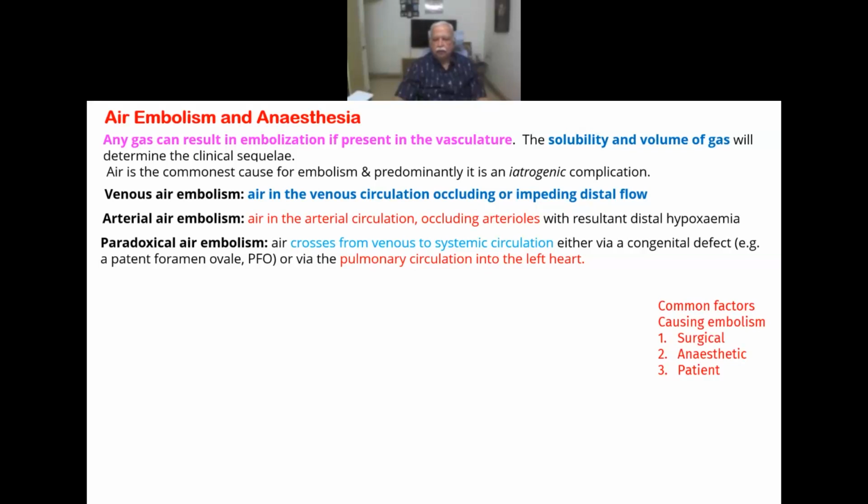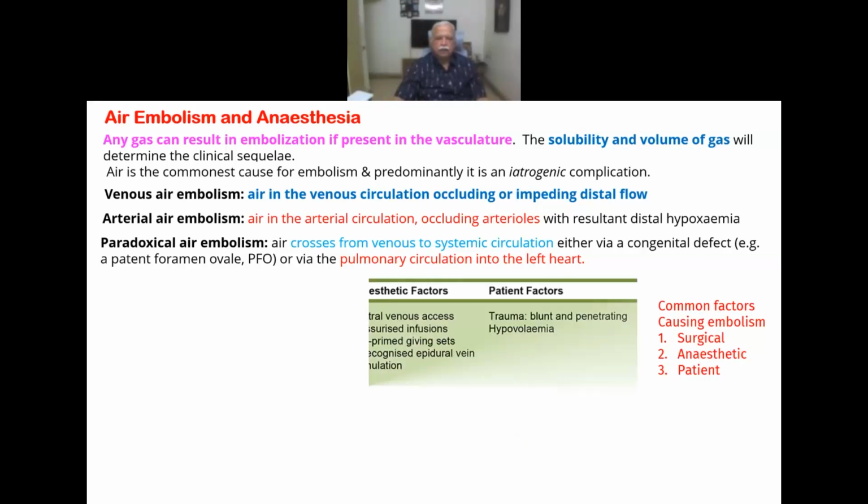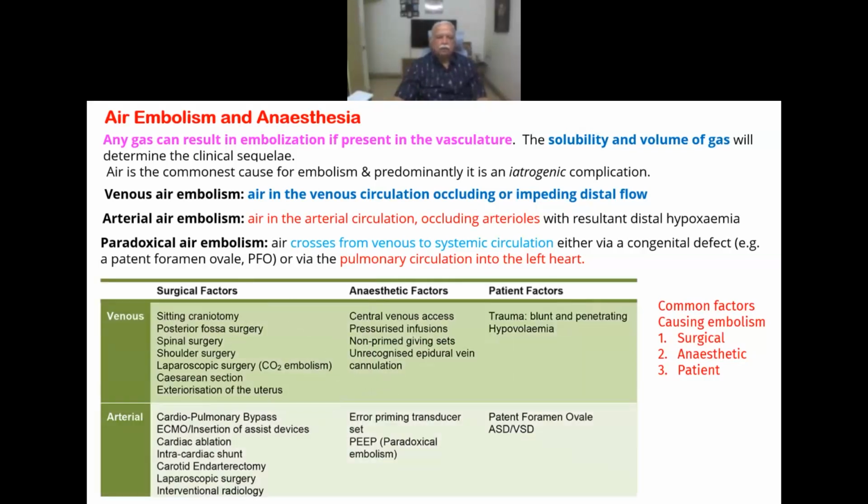And common factors for causing embolism, as you said, can be classified into surgical, anesthetic, and patient factors. And this is copied from the article. So the surgical conditions are sitting craniotomy, posterior fossa surgery, spine surgery, shoulder surgery, laparoscopic surgery, even cesarean section, where you exteriorize the uterus or where major venous channels are cut. They can all produce venous air embolism.